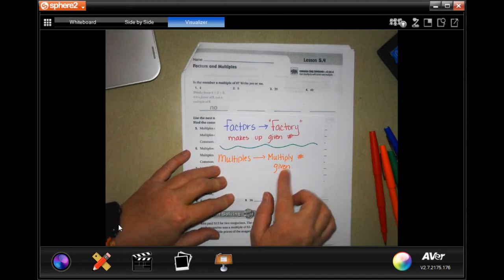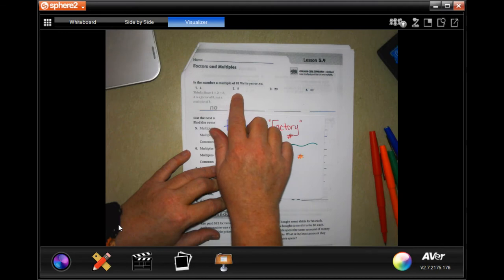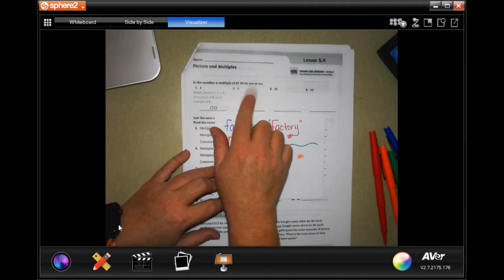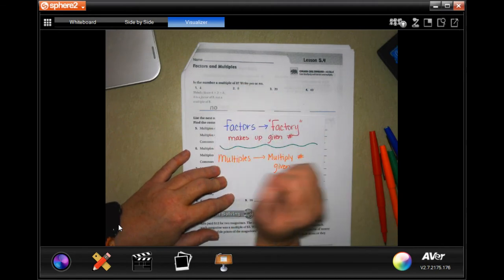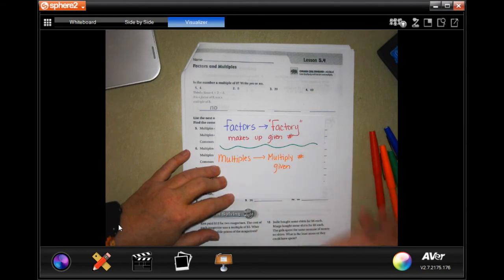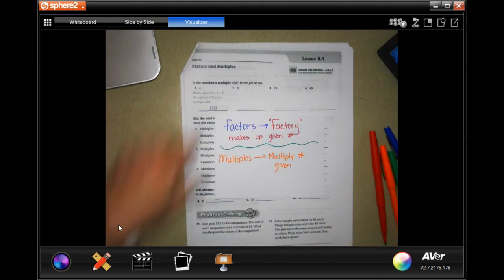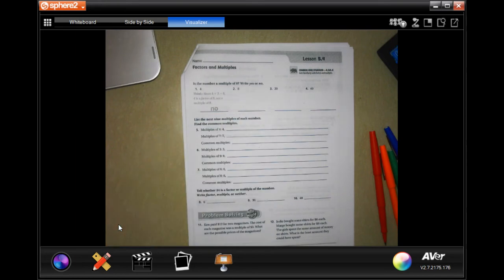Multiples is just when we multiply the number that's given. So if we multiplied 8, we would get 8, 16, 24, 32. Those are multiples. It's just how many times you multiply it, okay? So you might want to pause that, write that down, keep it with you, okay?